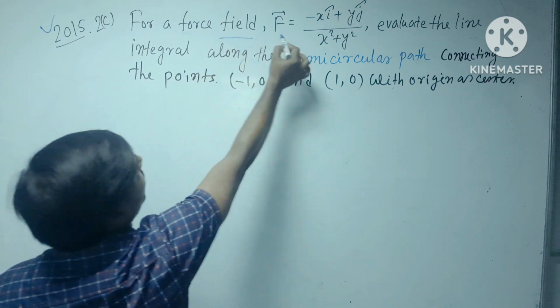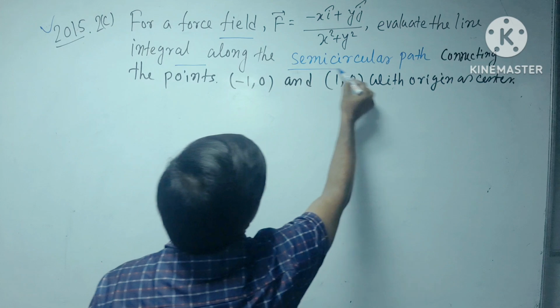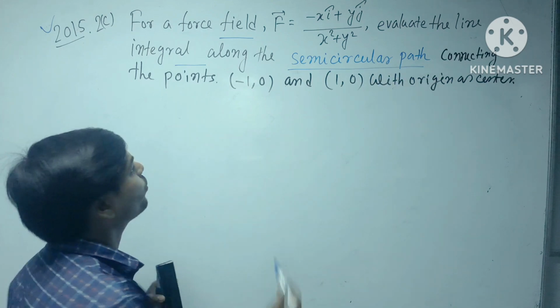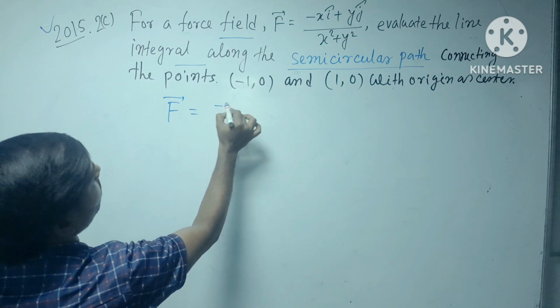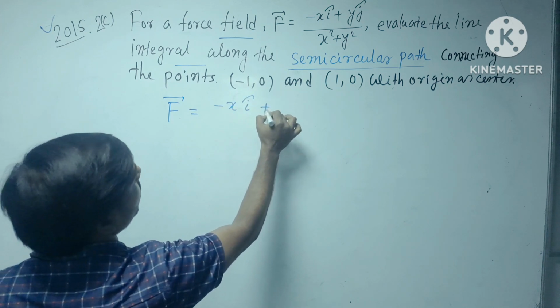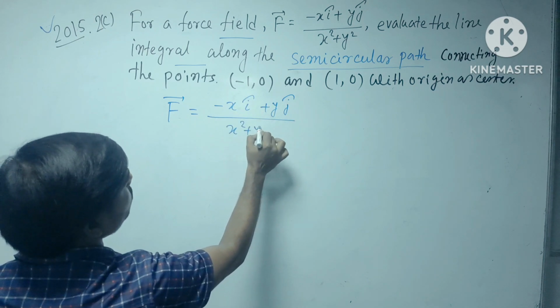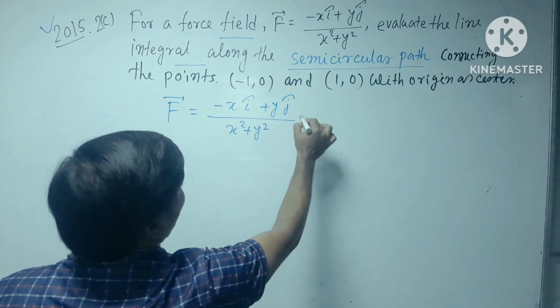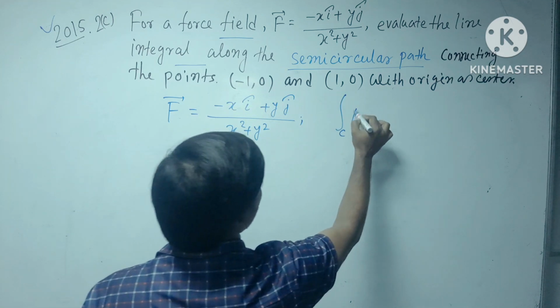For a force field, a force field is given, evaluate the line integral along the semicircular path. So what is given, write down first, force field is equal to minus x i cap plus y j cap divided by x square plus y square, right? And you have to evaluate this integration, that is f dot dr.